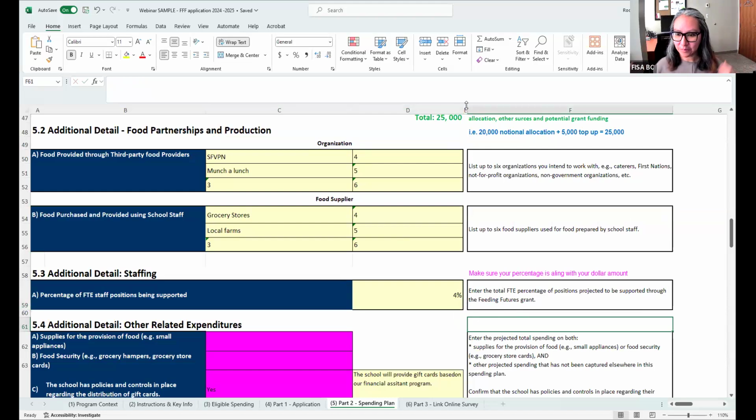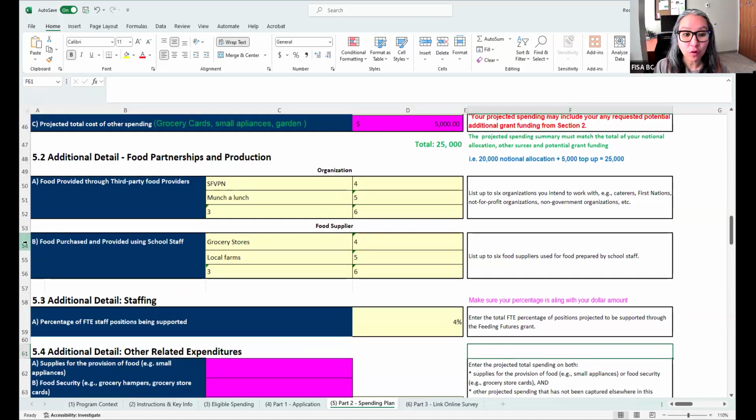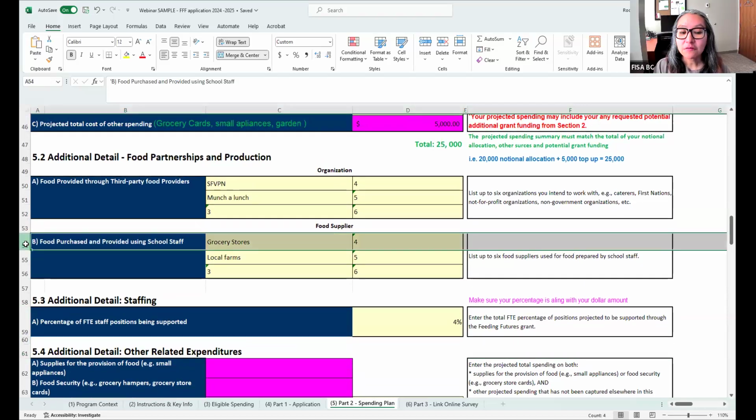Excuse me. It says food purchased and provided using school staff. Is that the cost of the food or is that the cost of the staff? This is the cost of the staff. Okay. Are you talking about line 59? I'm talking about line 54. Oh, 54. Sorry about it, I was talking about line 59.